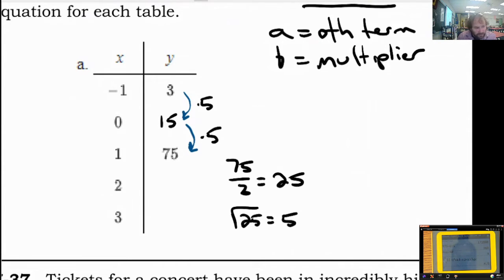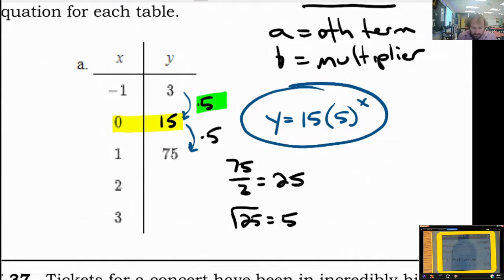We don't need to fill out the rest of the table because I think we have everything. We have the zeroth term, and we have the multiplier. So I believe this equation is y equals 15 times 5 to the x power. Just like that. Over here in question B, they only gave us 2 numbers to work with.